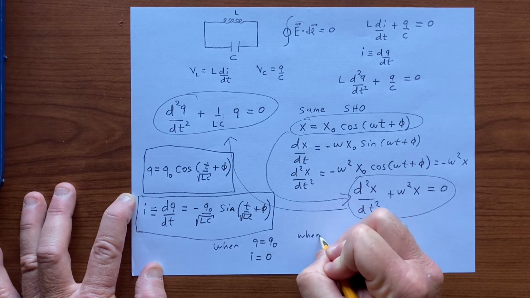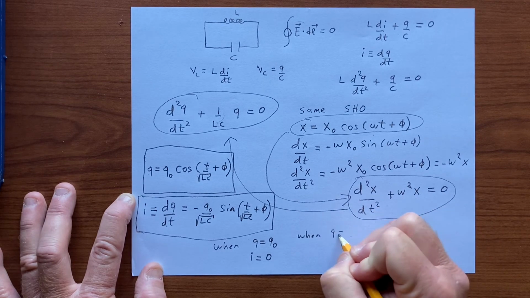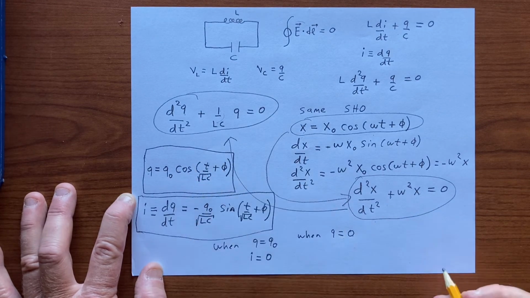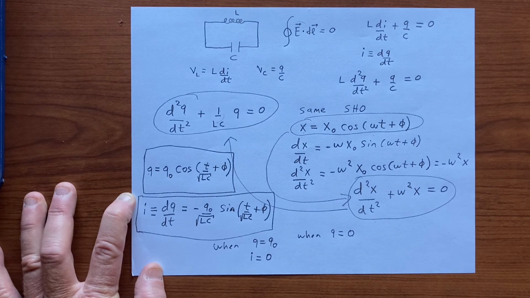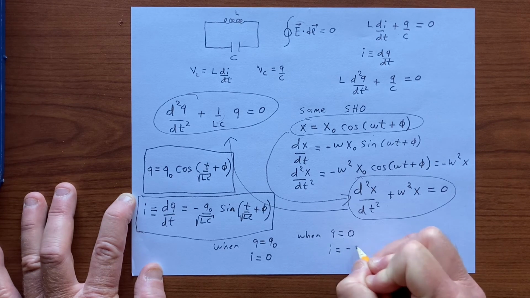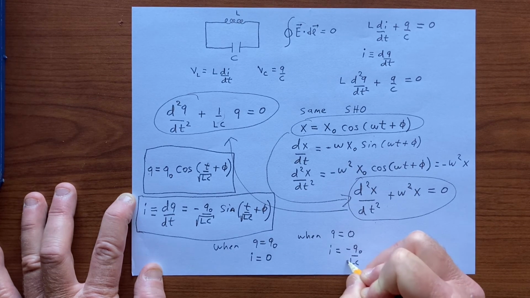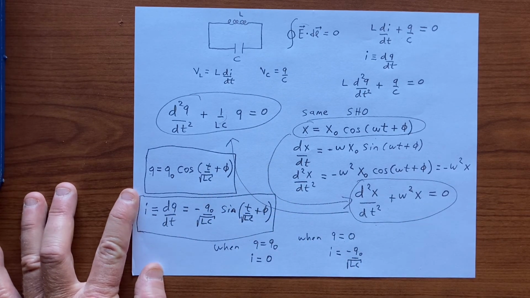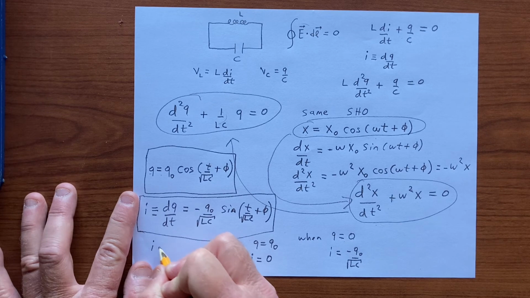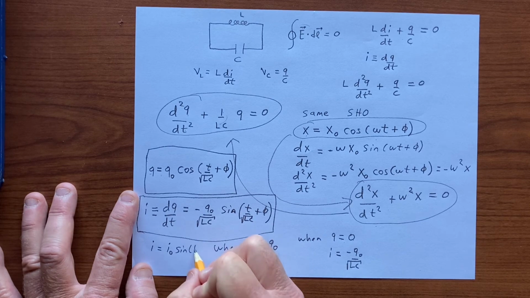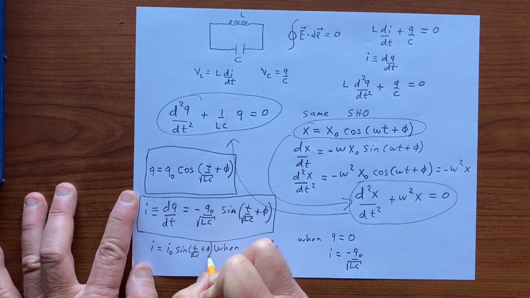And when the charge on the capacitor is not Q naught but 0, so that the cosine of something gives us 0, then the sine will not give us 0. This thing can be 1, and then the current is not 0. It could be this quantity here, and that would be the maximum possible value, but with one sign. In this case, it's the negative sign. So really, this equation here can be written as I equals I naught sine of t over the square root of LC plus phi.